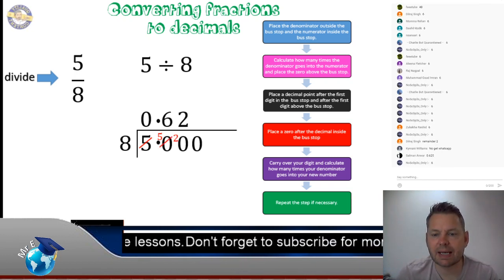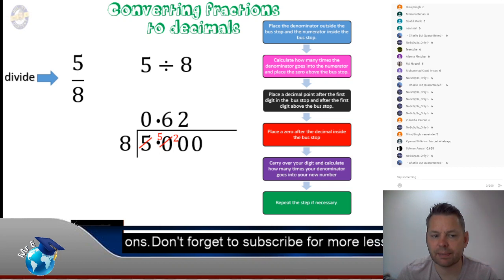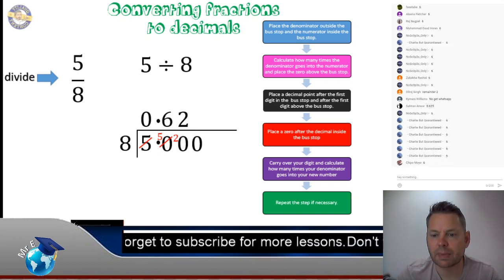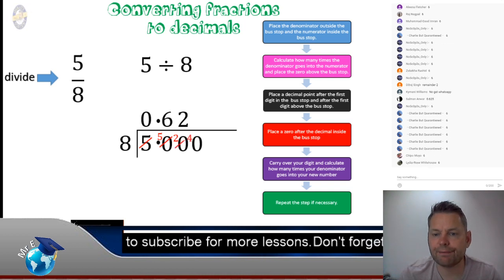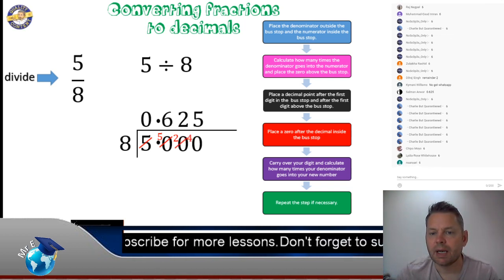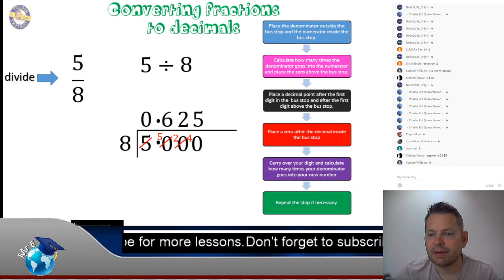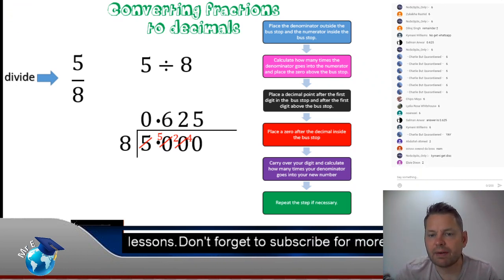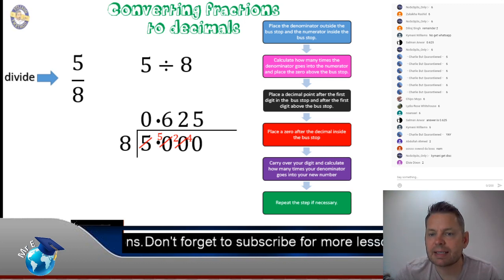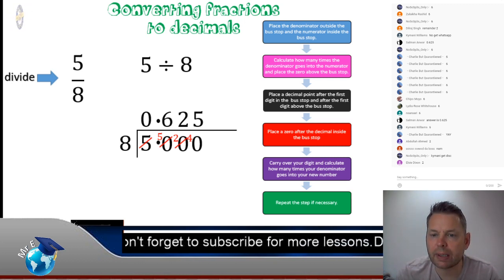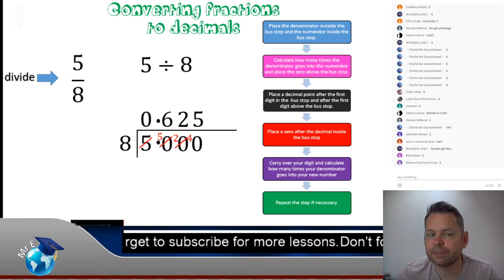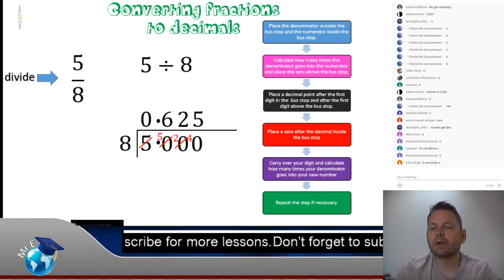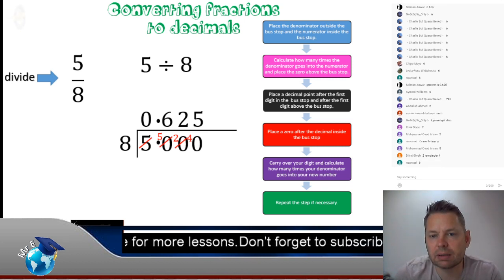And we see how many times 8 goes into 20. Well, 8 goes into 20 2 times. And it leaves us 4 left over. And 8 goes into 40 5 times. Okay, and leaves us nothing left over. So 5/8 as a decimal is 0.625.